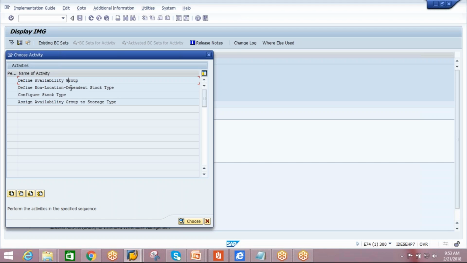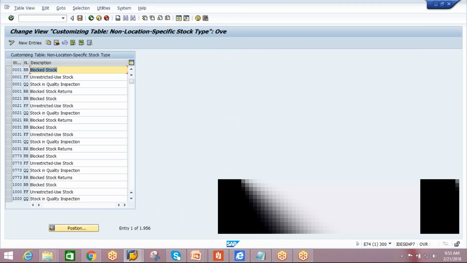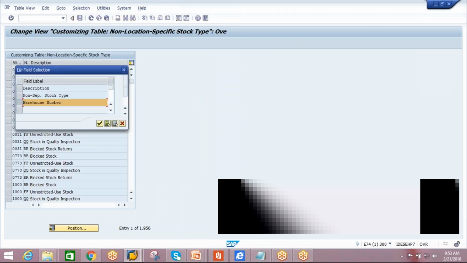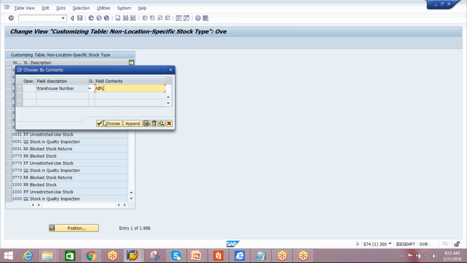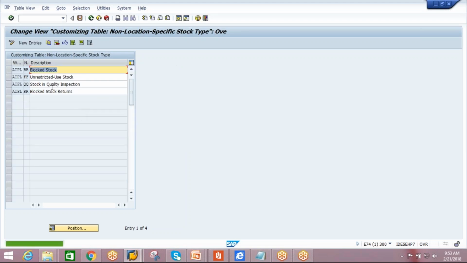Define non-location dependent stock types. See here, four are there: the standard ones, unrestricted use, blocked stock, quality inspection, and stock returns, blocked stock returns. Normally these returns are what they use for customer returns.